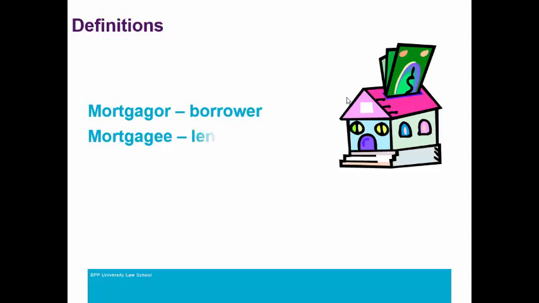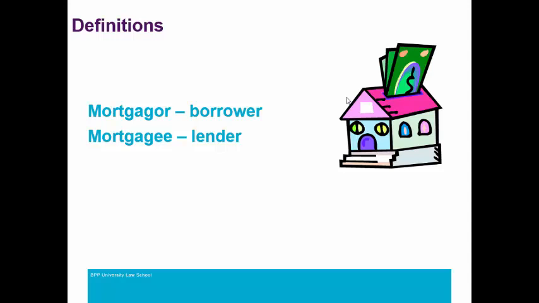Let's start off with some definitions. The mortgagor is the borrower, the person who receives the cash, promises to pay back the money, grants the security, grants the mortgage. The mortgagee is the lender, the body that receives the promise to pay, it receives the security.